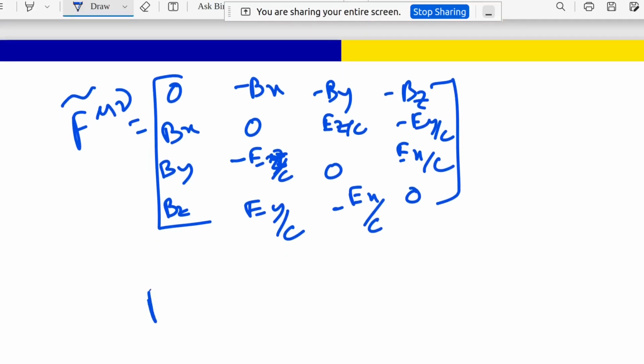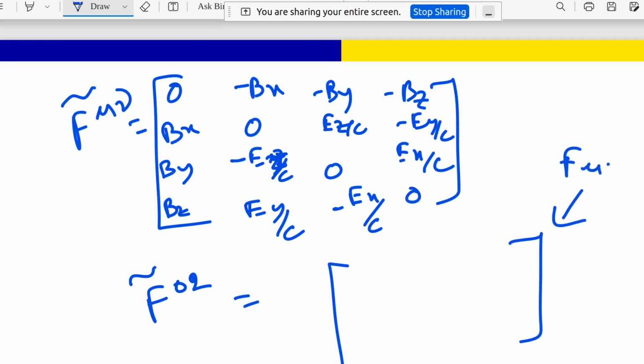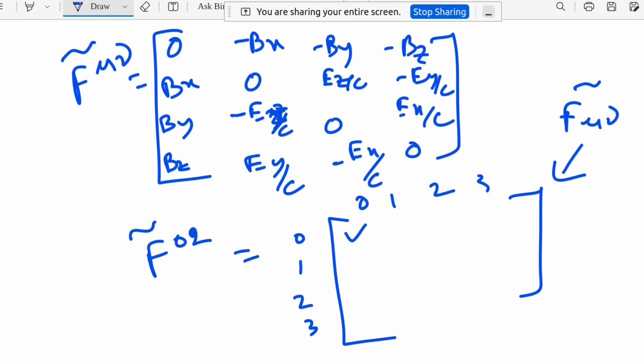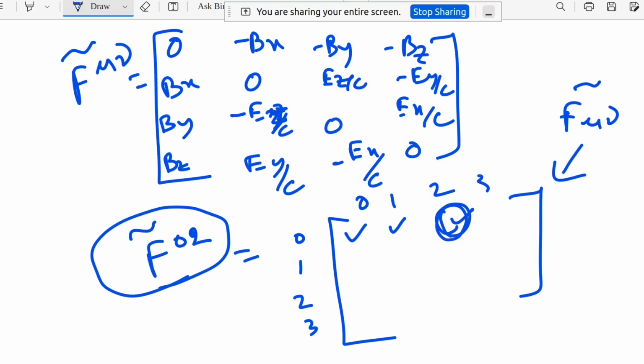Now in that question they are asking for F02 tilde. So how to calculate this? The indices run like 0 1 2 3 for rows and 0 1 2 3 for columns. So 0th 0th is this one, 0 1 means this one, right? Similarly they are asking about F02, which means 0th row and the third column, counting 0 1 2. So what is this one? This one is nothing but minus by, you can see. So it is minus by.